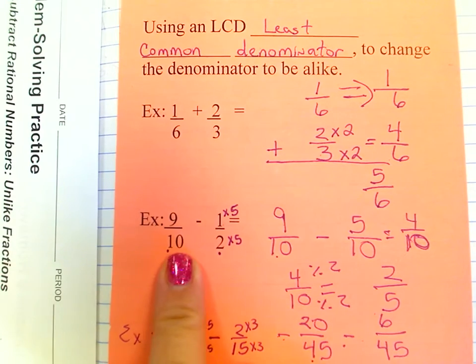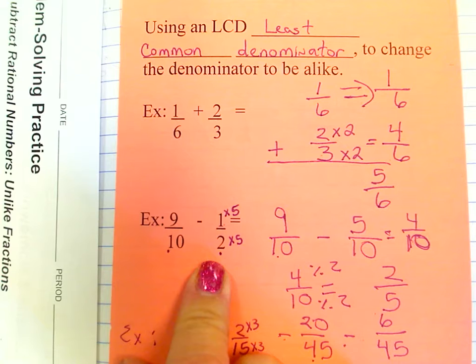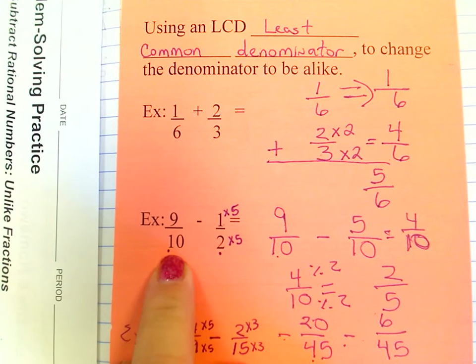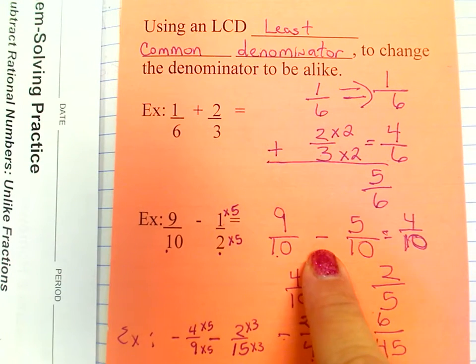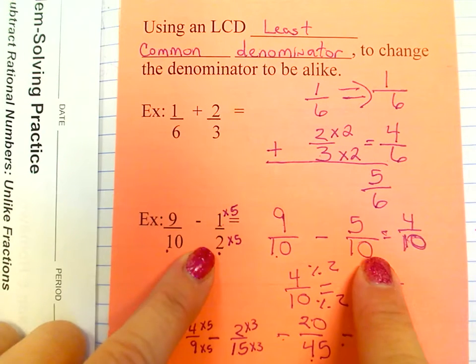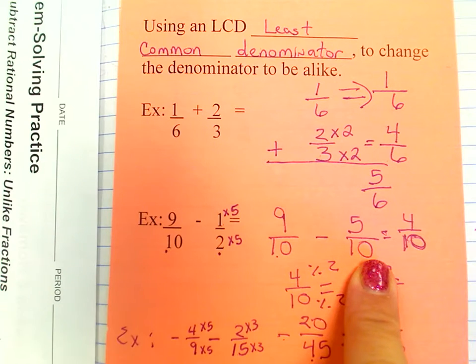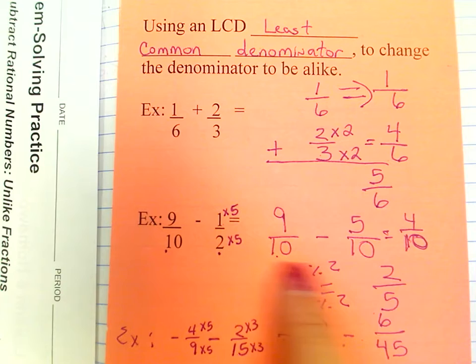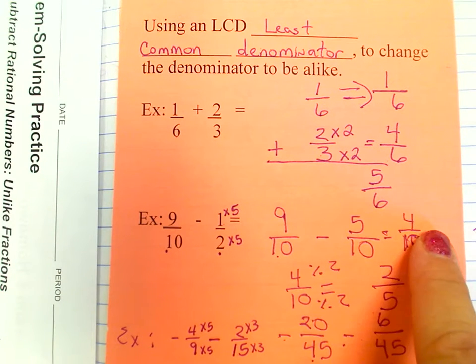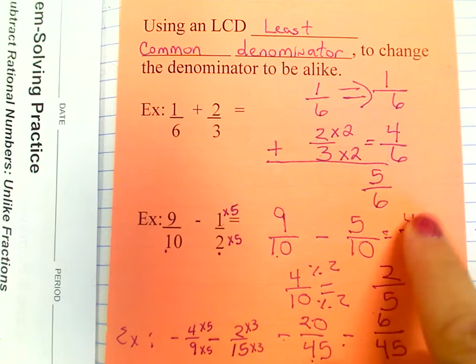Here's another example. 9/10 minus 1/2. Well, we know 2 can go into 10, so 10 is your least common denominator. You have 9/10 minus, 2 times 5 is 10. What you do to the bottom, you must do to the top. So 1 times 5 is 5. So now subtract straight across. 9 minus 5 is 4. The denominator, you find it, you keep it, so it's 4/10.